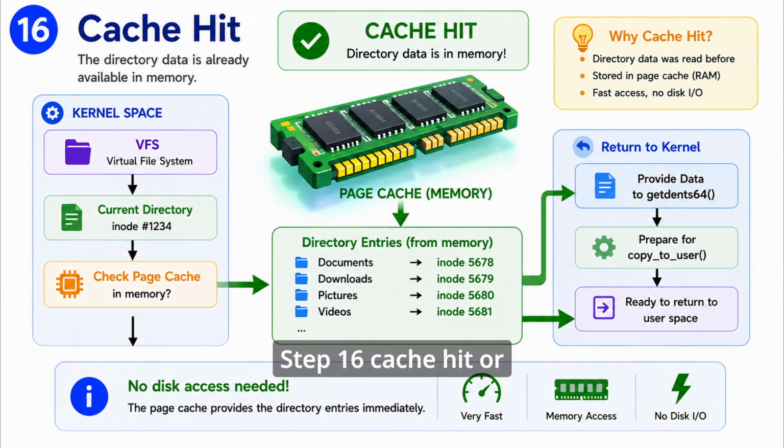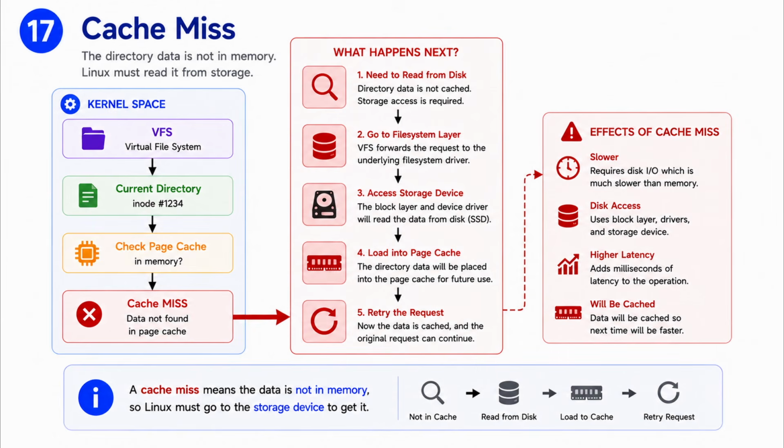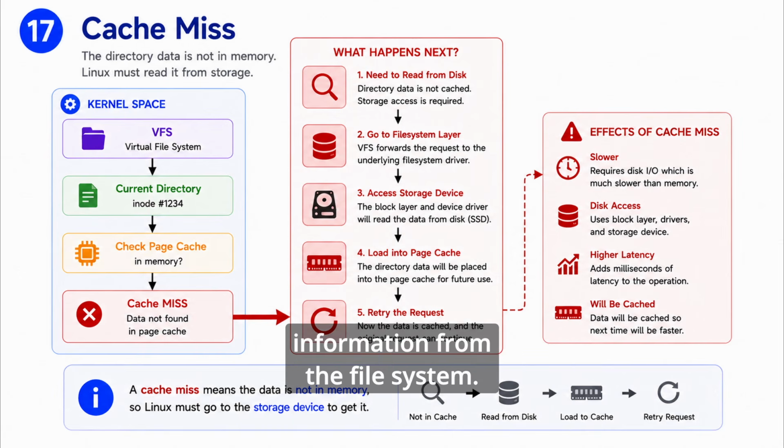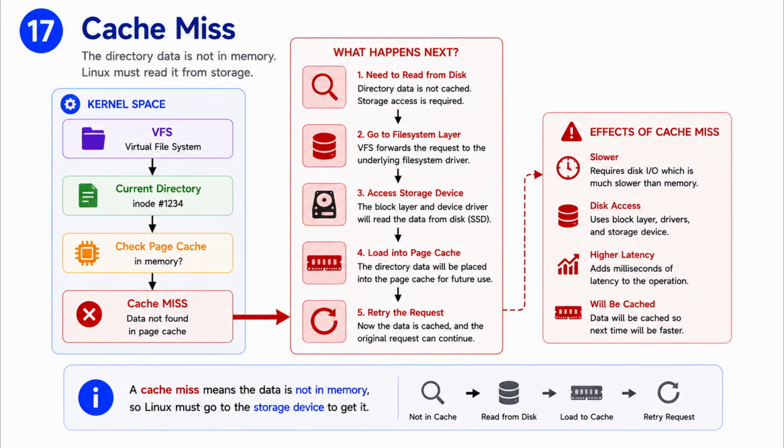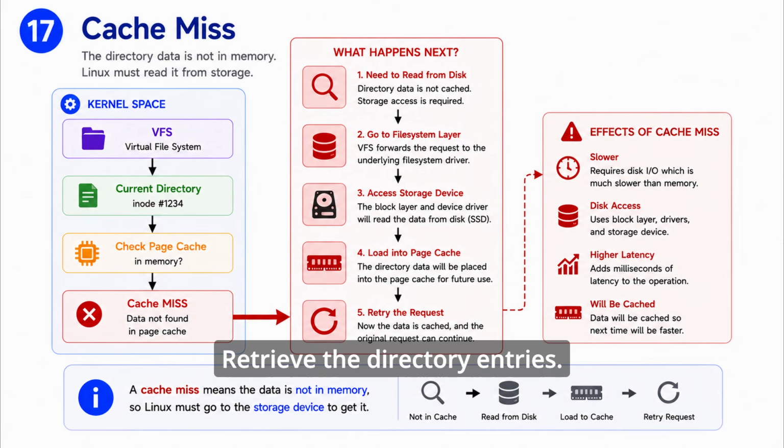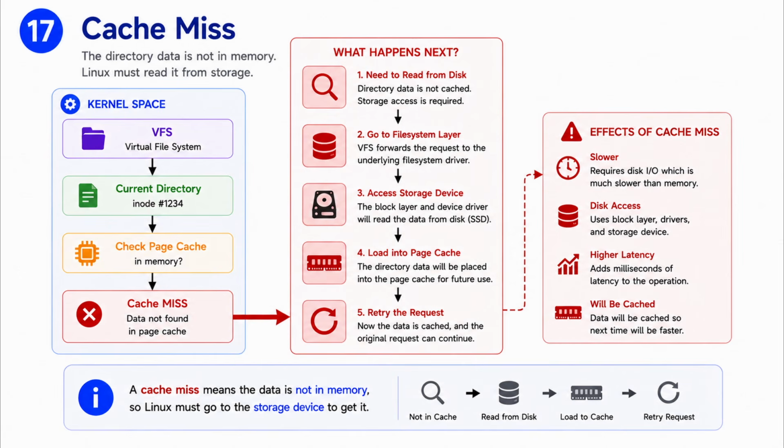Step 16. Cache hit or cache miss. If the data exists in memory, Linux performs a cache hit. The information can be returned instantly. If the data is not cached, a cache miss occurs. Linux must read the directory information from the file system. Either way, the goal is the same: retrieve the directory entries.